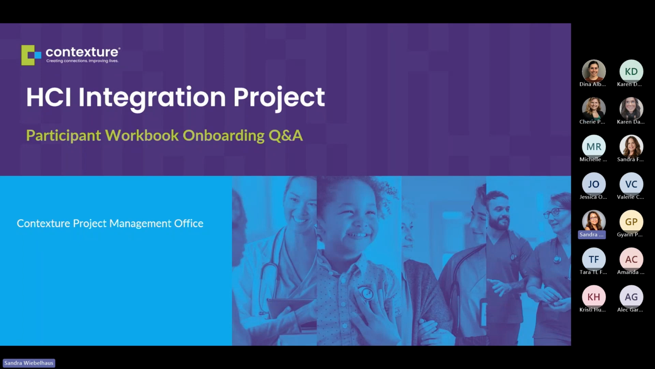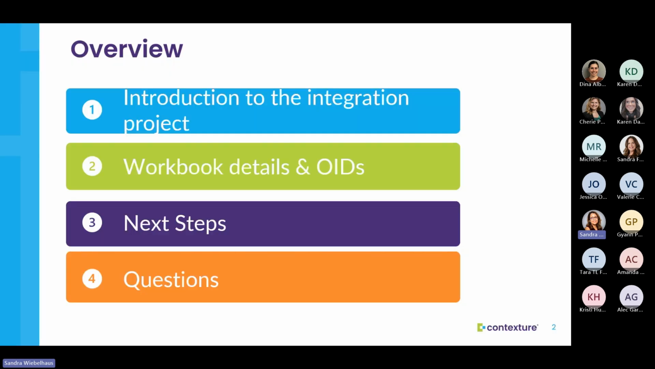All right, let's get started. This shouldn't take too long, and we'll give you some time back, hopefully. The first requirement is that we're going to want you to complete the workbook. We want to introduce what's needed for the workbook, the workbook details and OIDs, and why it's important to talk about the OIDs and purchase one. We'll talk about next steps, and at the very end, we'll take questions from you.